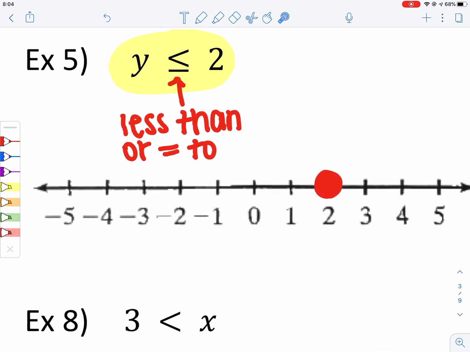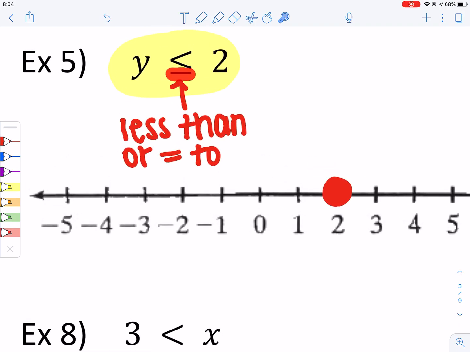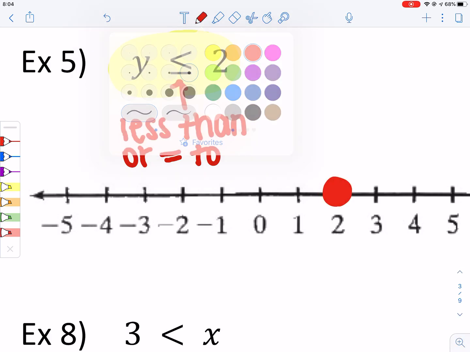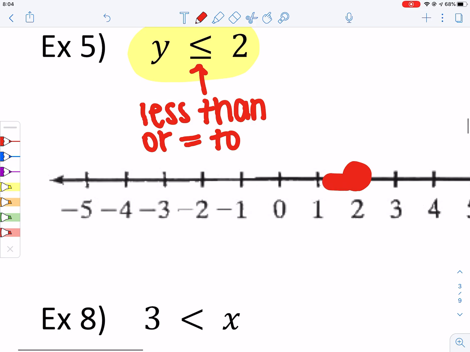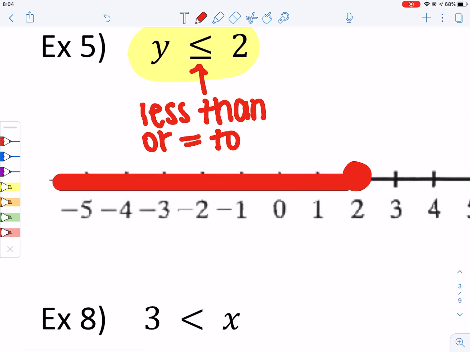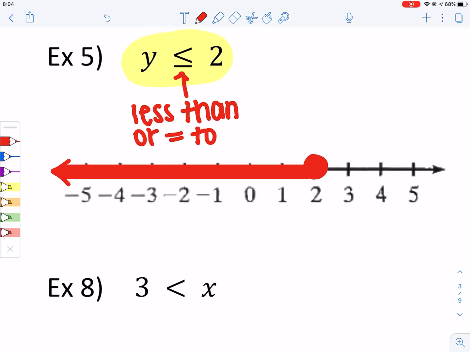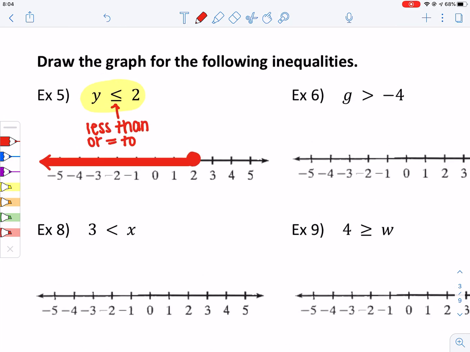And typically what I do is I use this little line as a reminder to color in my circle on the number. Okay, and then it could be anything that's less than or equal to 2. So I need less than. The numbers less than 2 are over here. So there's my coloring in, and I'm going to put arrows at the end to show that my number line would keep going.